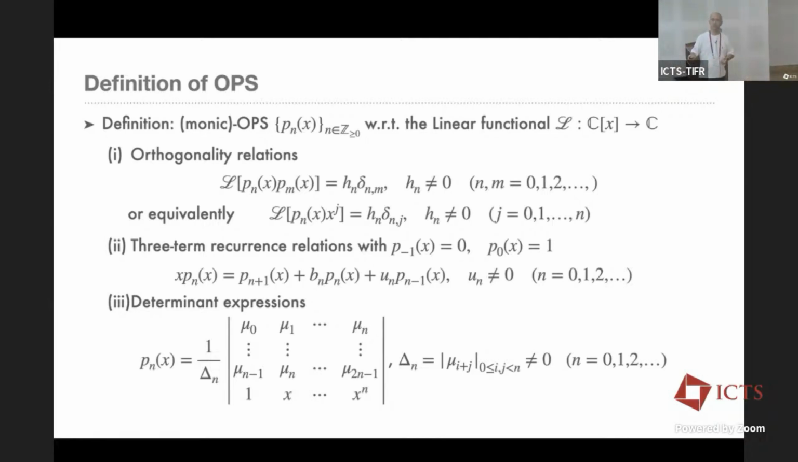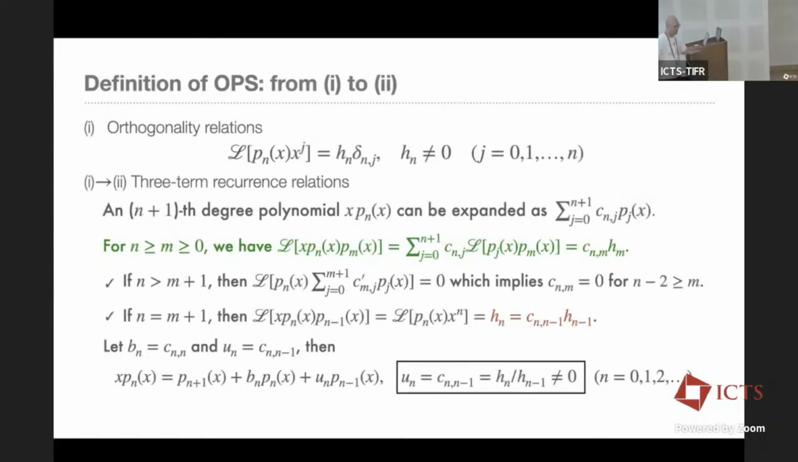So mu n is previously defined as a moment, so some moment should exist. And this delta n is a Hankel determinant of degree n. So these are equivalent definitions, in a very elementary way. How do we understand these definitions as equivalent? First, from the definition of OPS, the orthogonality relation gives us a three-term recurrence relation.